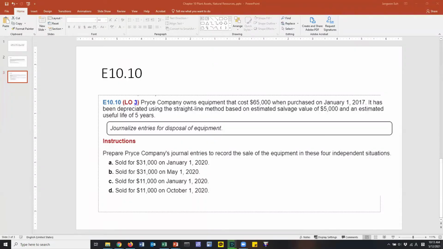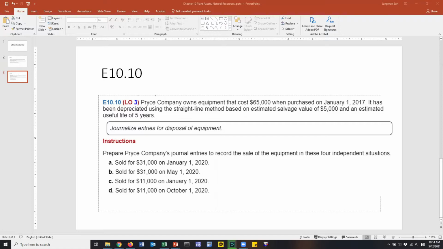Hi there. We've seen accounting for the acquisition of PP&E assets and recording the depreciation so far. The last topic left is disposal or sales of PP&E assets. Okay, I think this topic is best learned through an example.